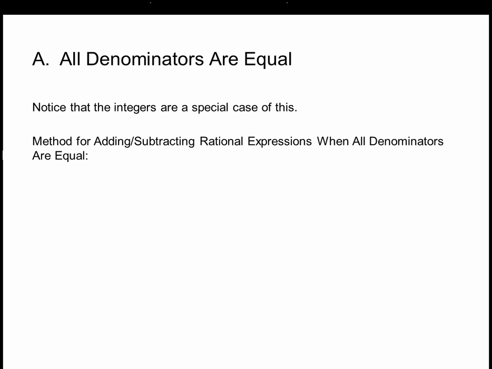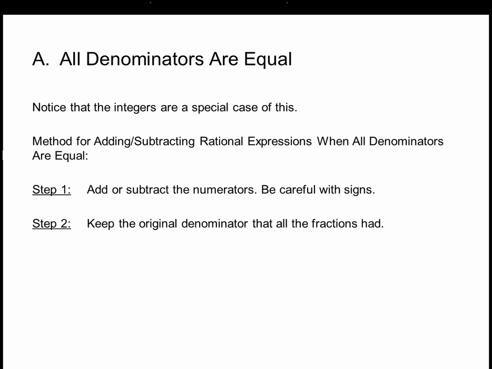So the method for adding or subtracting rational expressions when all denominators are equal is your procedure. Step 1, add or subtract the numerators. Again, be very careful with the signs. The usual thing that goes wrong is failure to distribute a minus sign. Step 2, keep the original denominator that all the fractions had. Remember, that's what makes it a fraction, so don't lose it. Step 3, reduce, which means factor and cancel. Unlike multiplying and dividing, you cannot cancel before you do the addition and subtraction.